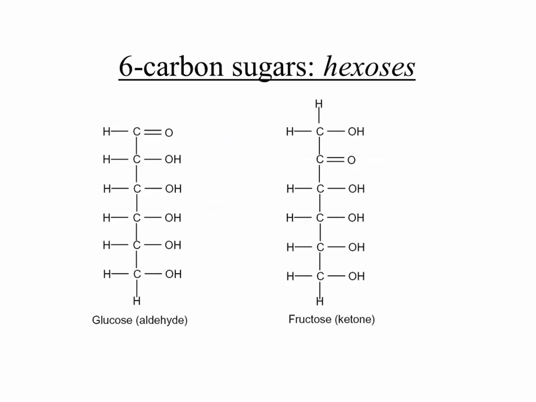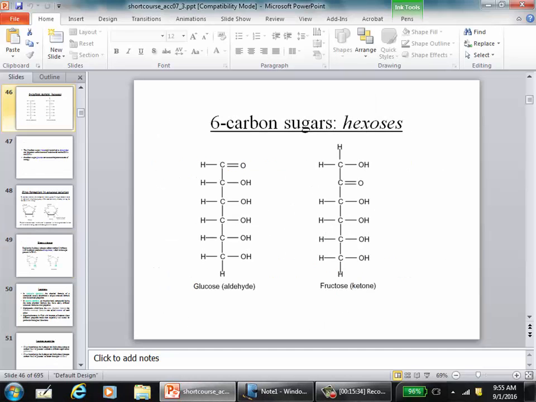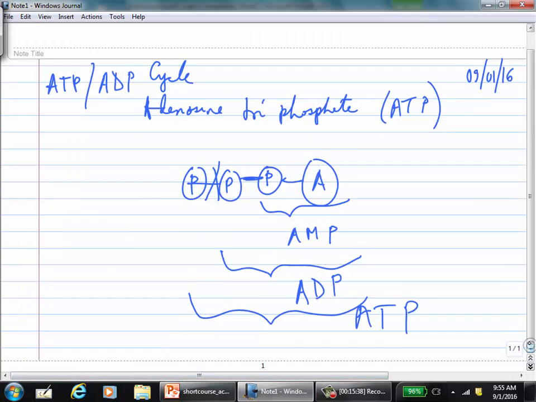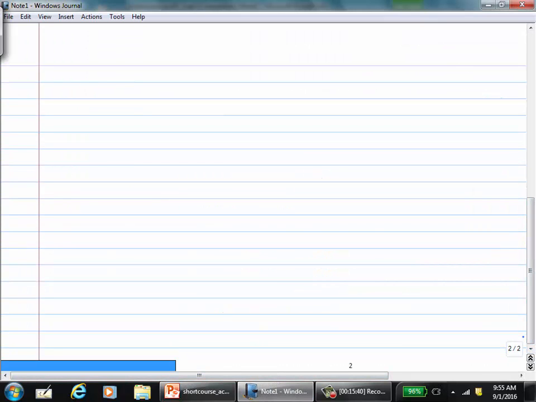Yeah, it'll form a ring compound. Let's do one of those. Let me just draw it out and show you. So let's again switch back and let me show you. Let's do the one for glucose. So you have C, C, C, C, C, and C. This is number 1, this is 2, 3, 4, 5, 6.